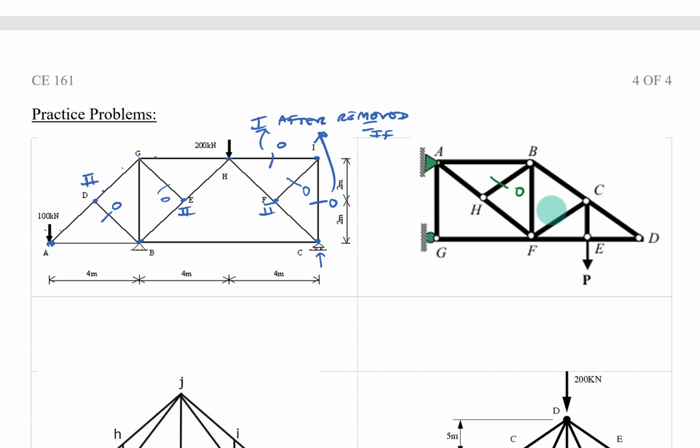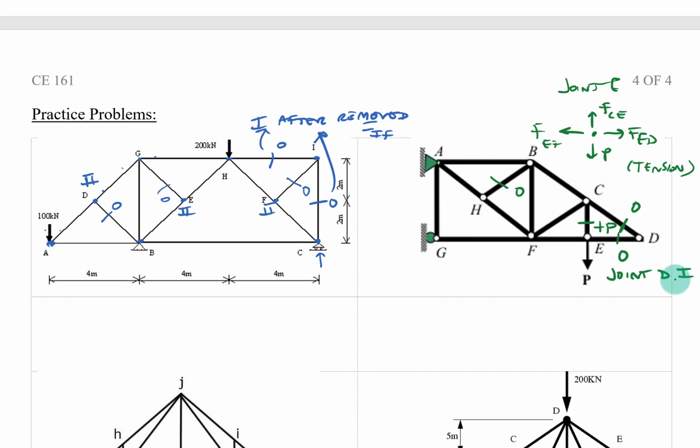That's not 0, it's loaded, but this is positive P. If we drew joint E, let's see, P downward, force ED, force EF, force CE, we would see that force CE is a positive P, and that is in tension, just by inspection. These are both 0. Joint D, case 1.